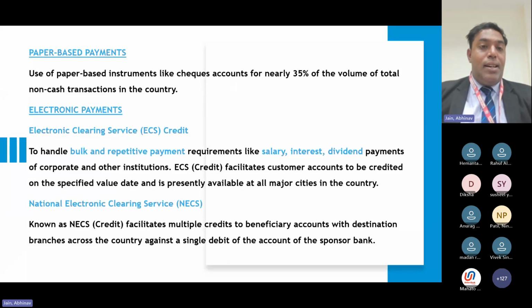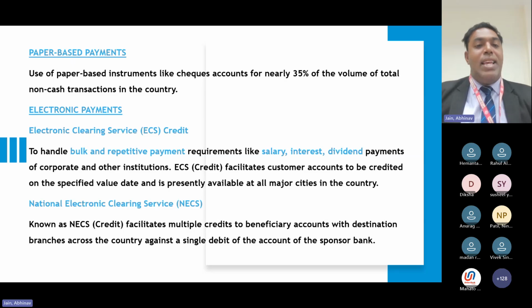Now, let us understand what electronic modes of payment are available. First is ECS, that is Electronic Clearing Services. In ECS credit, we handle bulk and repetitive payments like salary, interest, and dividend payments of corporates and other institutions. It also facilitates customer accounts being credited on the specified value date, and it is majorly available in all the big cities of the country.